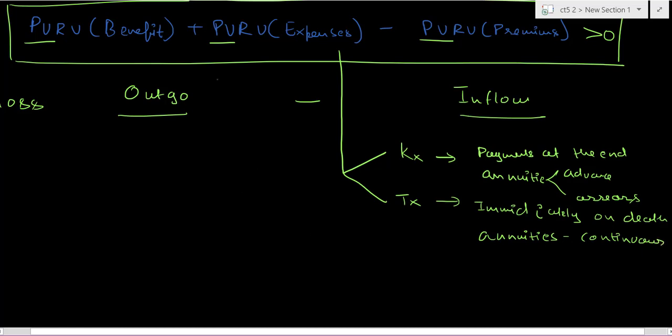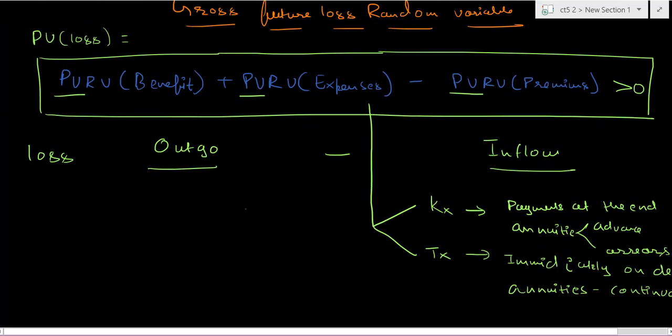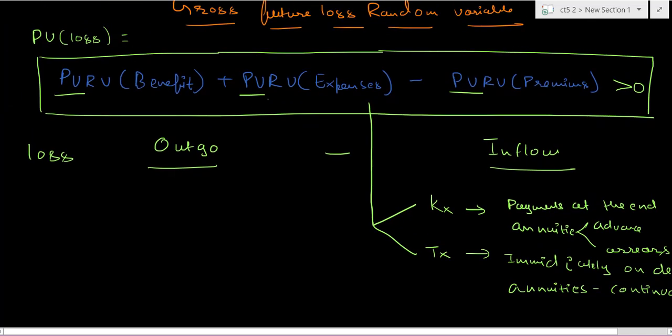One thing you should note is that these are not your EPVs but your present value random variables. So that is what you're taking here. You're taking the PVRVs and not the EPVs. And that's how you actually write down the gross future loss random variable, and this usually comes for 3 to 5 marks in the exam as a part of a long question.